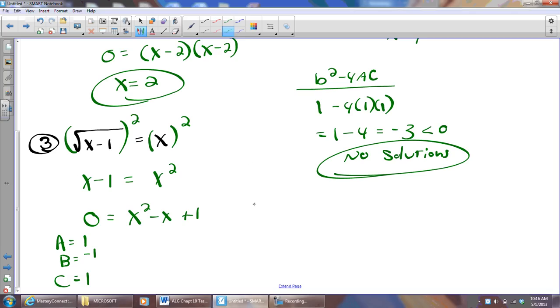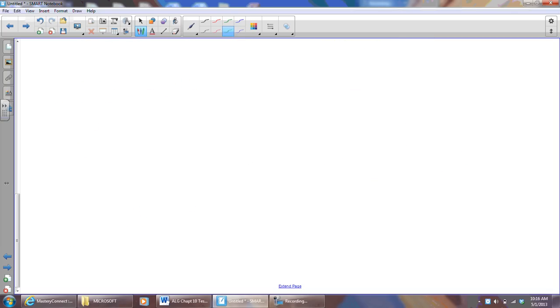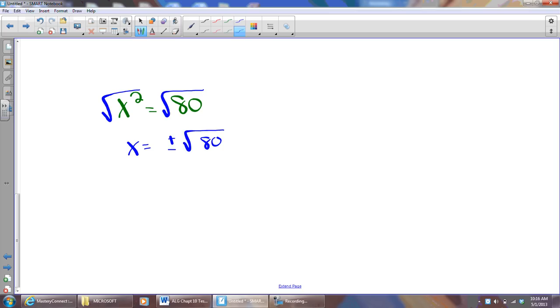I'll tell you what, I'll do one more example. Let's say I had x squared equal to 80. Well, I could subtract 80 from both sides and do the quadratic formula on it. Or I could take the square root of both sides because squares undo square roots, or square roots undo squares, right? And so x is going to equal plus or minus the square root of 80, and I'm going to break that one down.